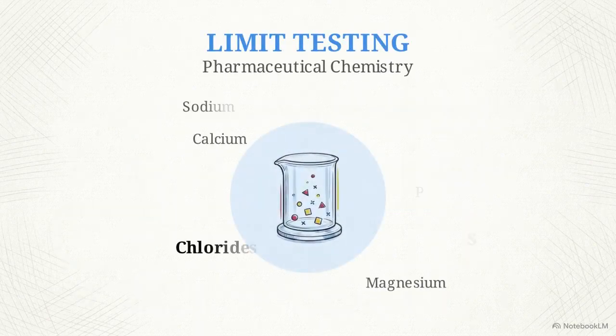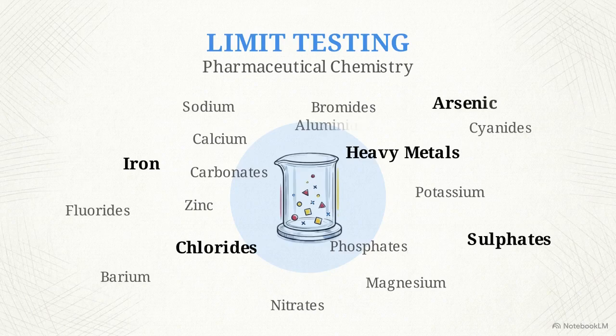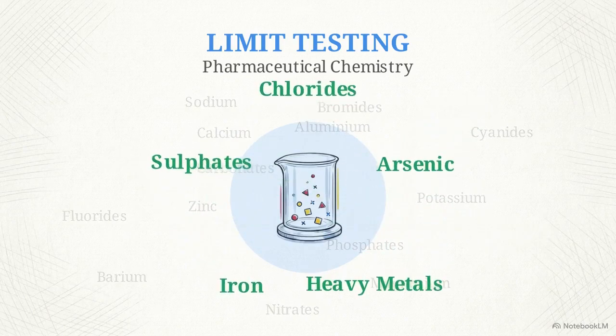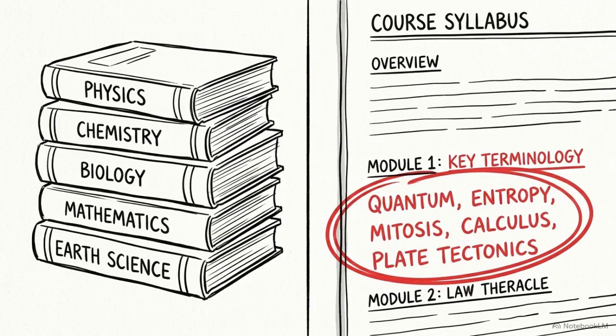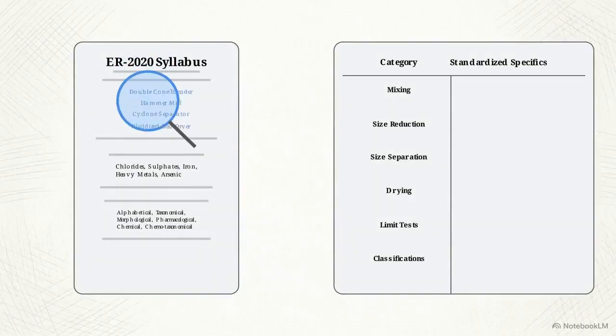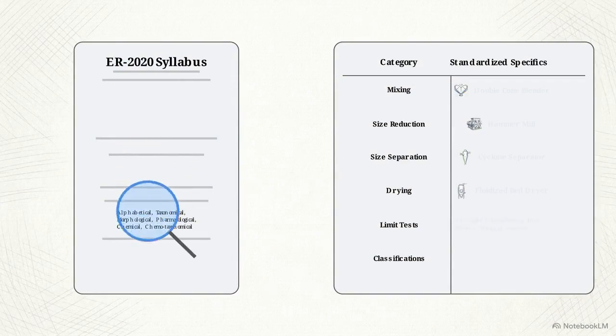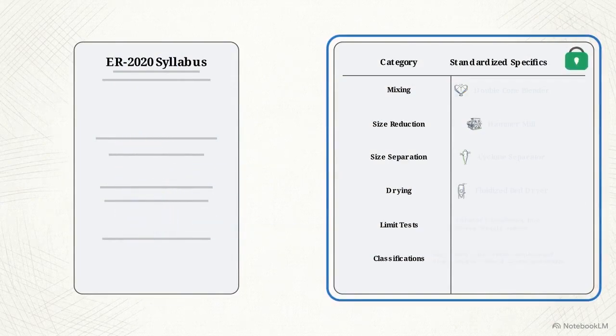This question asks you to select the exact group of impurities mandated for limit testing under the official pharmacopoeial guidelines. The correct group is A: chlorides, sulfates, iron, heavy metals, and arsenic. General knowledge will not earn you these marks. You have to memorize the exact operational categories and the standardized chemical lists dictated by the syllabus text.